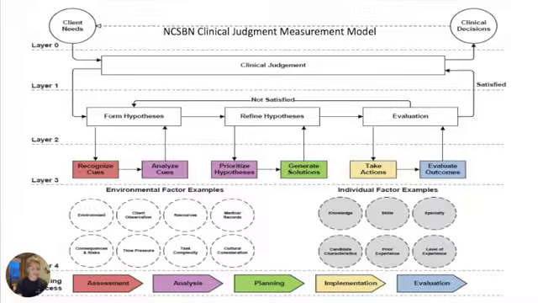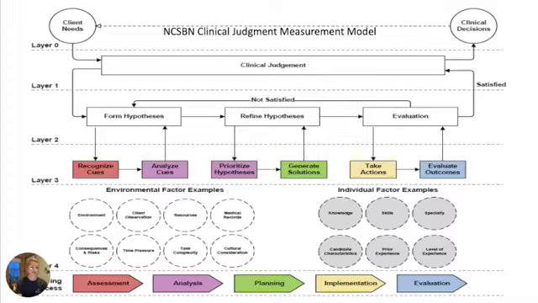Once we've generated a solution and we have an idea of what needs to happen, we have to take action as a nurse, right? So what are the things that we're going to do to carry out those solutions? And then evaluate those outcomes. Were the actions taken appropriate to solve those problems?